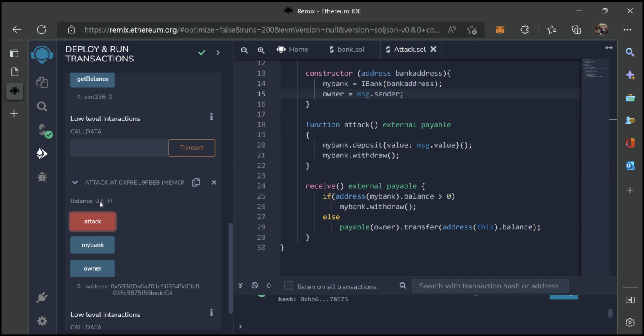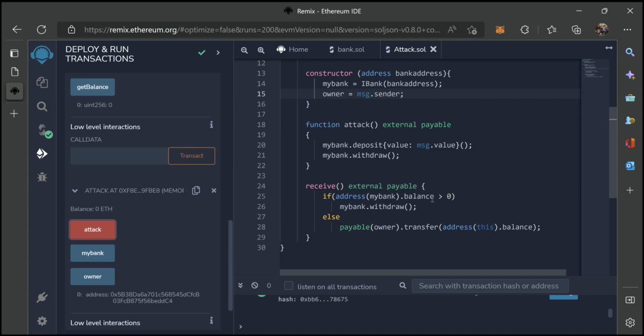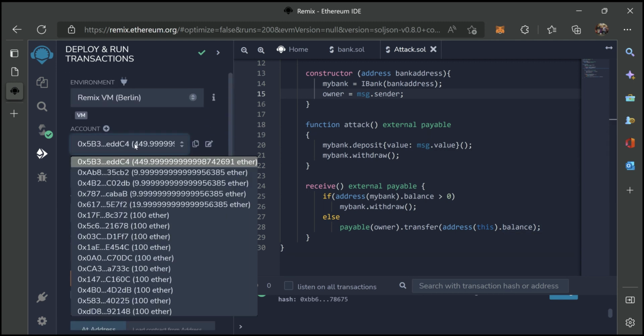And why does this become 0? Because once that becomes 0, this line is not going to be true anymore. So the else part is going to be executed, meaning we're going to send all the Ethereum from the smart contract to the owner, which is account 1. So if you look at account 1 now, I have so many Ethereum, 449.